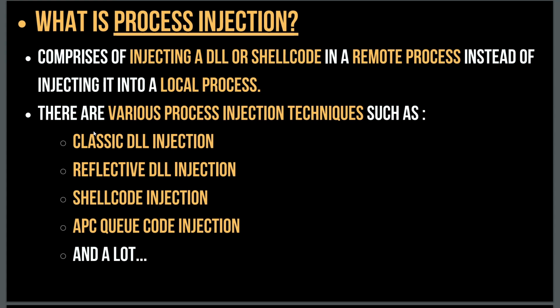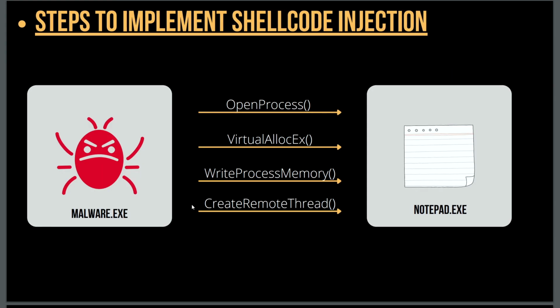Now, there are various process injection techniques such as classic DLL injection, reflective DLL injection, shellcode injection, APC code injection, and a lot more. Of course, we are going to be discussing the shellcode injection technique as it is basically one of the simplest to understand. So how exactly does shellcode injection work? Steps to implement shellcode injection.